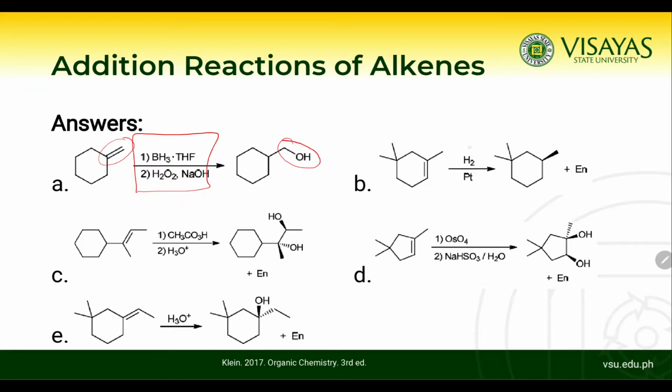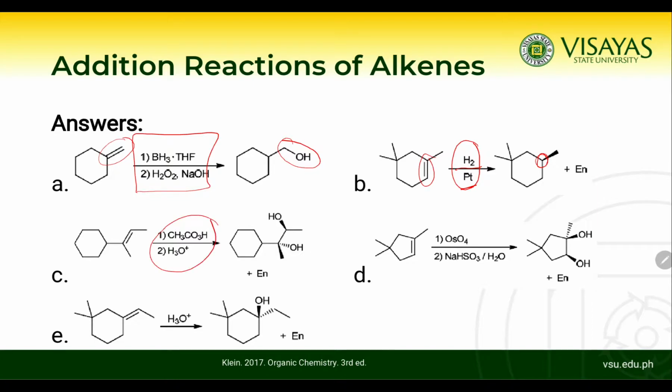For letter B, this reagent is for a hydrogenation reaction. Hydrogen with platinum as catalyst. So, we expect two hydrogens to be added to our carbon-carbon double bond. Okay? In hydrogenation, we follow the syn addition. So, in this case, we only show wedge or dash if it is a chiral center. In this case, this carbon is the only chiral center, so it is shown as a wedge.